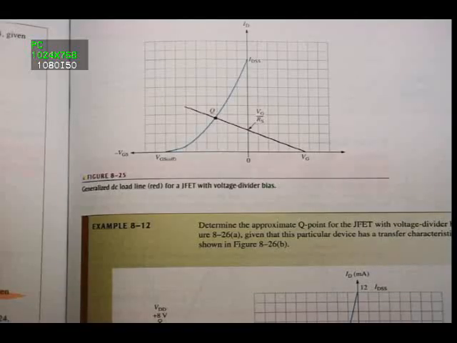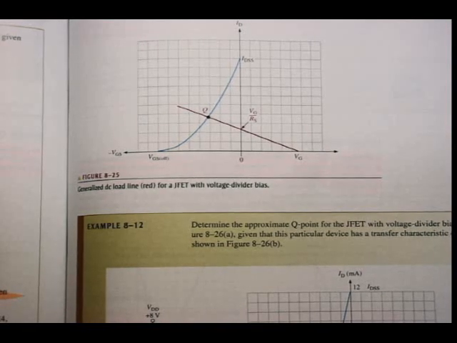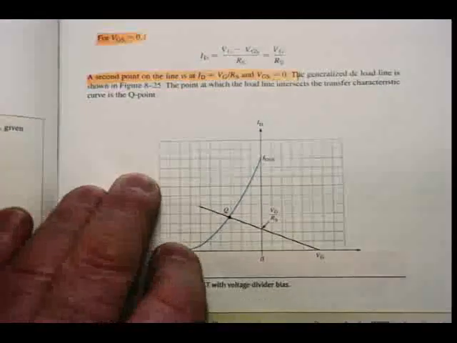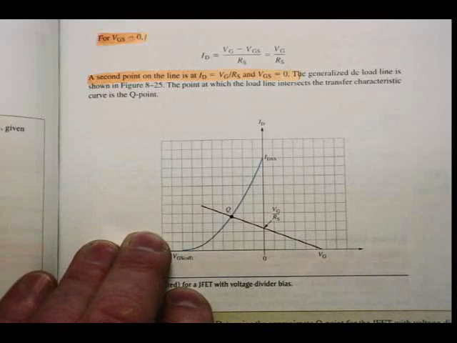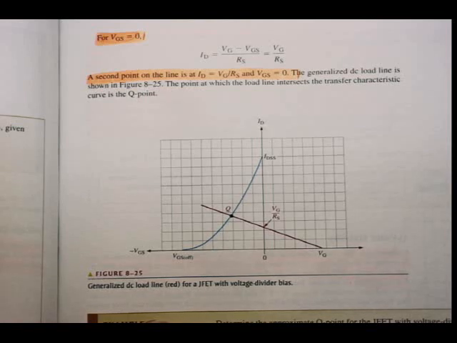When VGS is equal to 0. Remember the first, with the self biasing, it was when ID is equal to 0, and the second point was calculated when ID was equal to IDSS. In this case, the first point is where ID is equal to 0, but the second point is where VGS is equal to 0. So for VGS equal to 0, I calculate the value of ID, which is VG minus VGS over RS, which boils down to VG over RS, because I assume VGS to be 0.